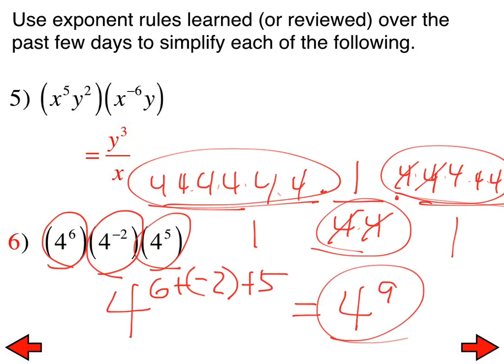Yes? Some people got 64, I think, because they multiplied all. No, I know how they got it. I know how they got it.